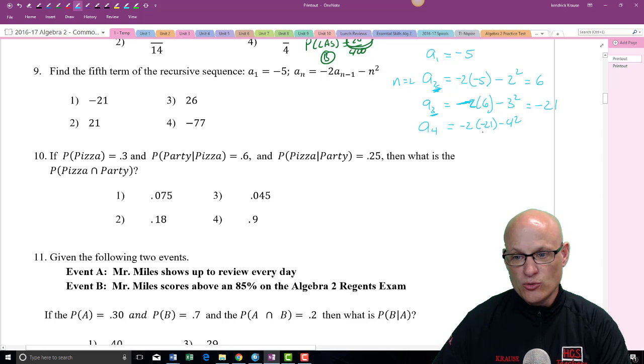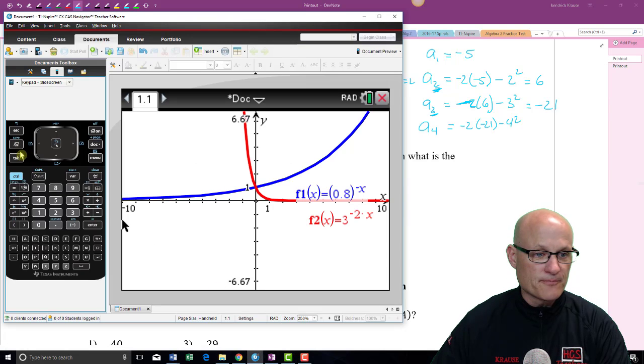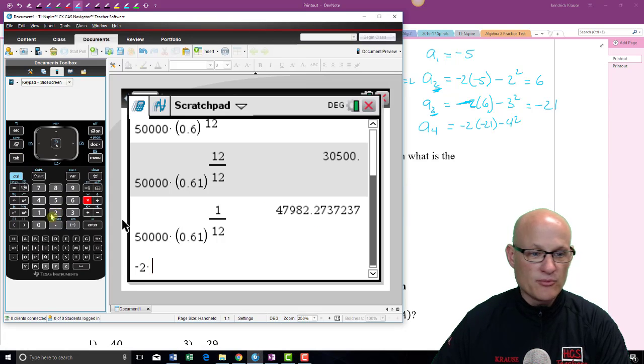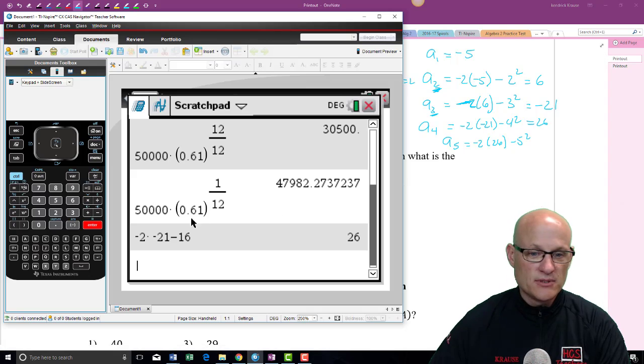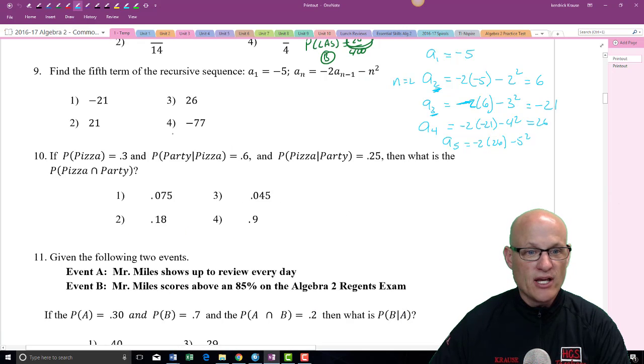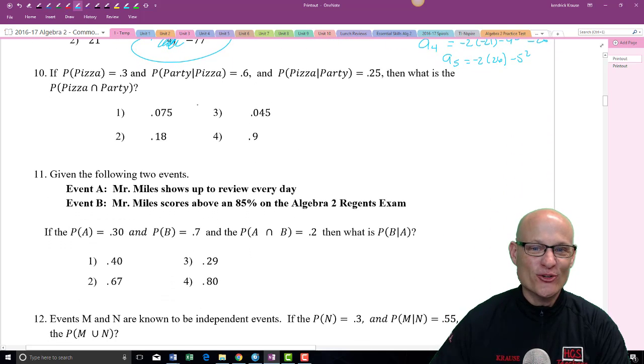That's 42 minus 16. I'm going to grab the calculator to make sure we're doing this right. Negative 2 times negative 21 minus 16. 26. And so finally we get a sub 5 is equal to negative 2 times 26 minus 5 squared. So take this, we're going to multiply by negative 2, and we're going to subtract 25 or 5 squared. Negative 77. Whew. It's always fun when you get the right answer. Yay, I get the right answer.